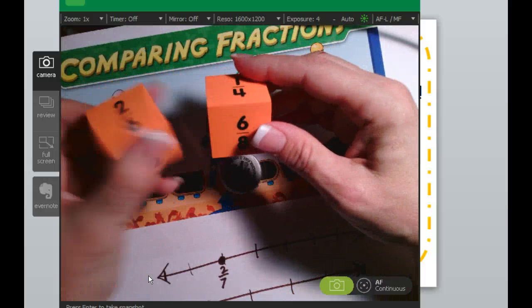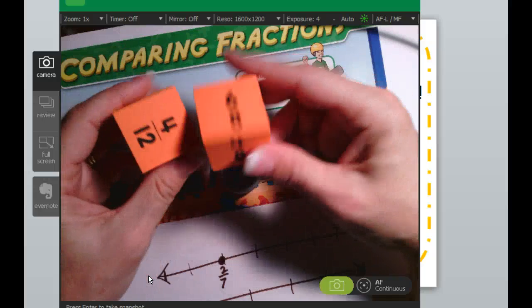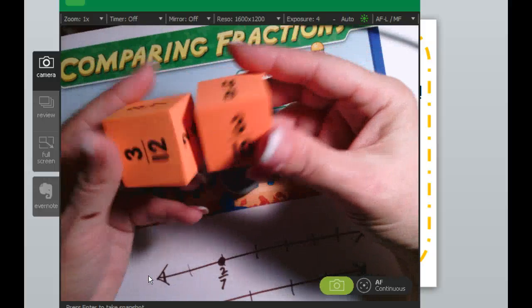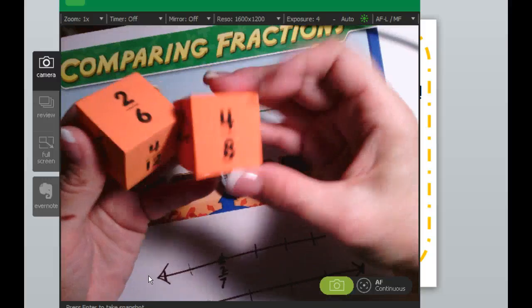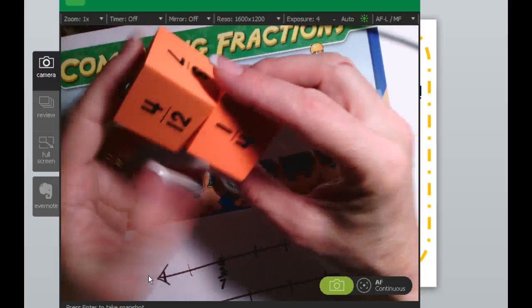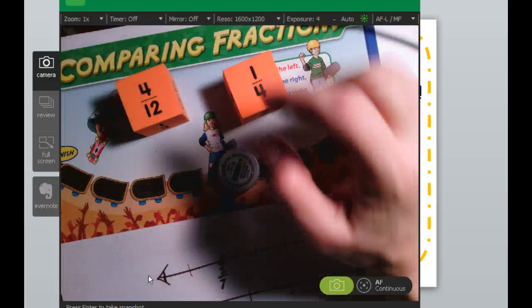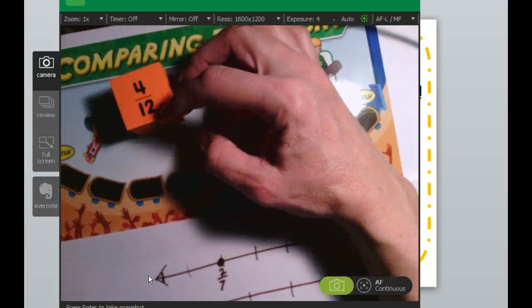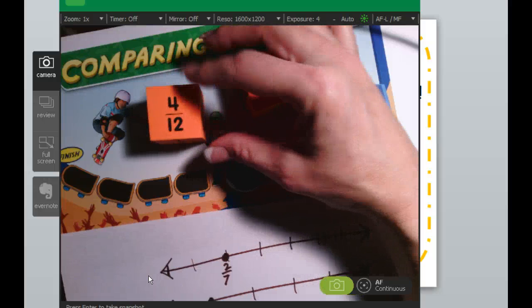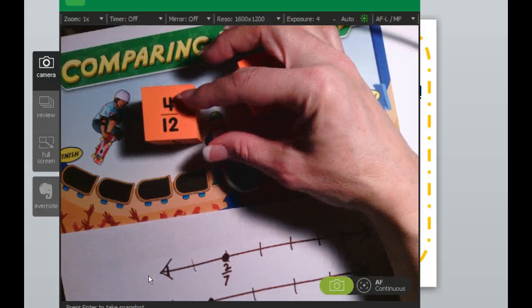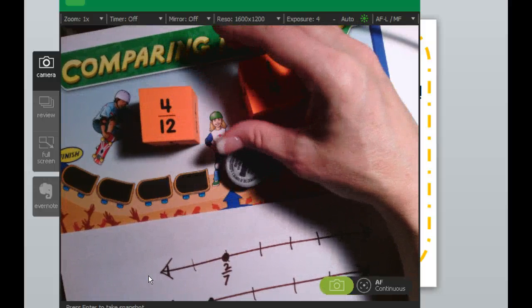Now what if, let's see if I can find one that has the same denominator. And on these dice, I don't think that's true, but if there's the same denominator, then you can always look at the numerators. If I had 4/12 compared to 3/12, 4/12 would be more because I would have 4 of the 12 pieces instead of 3 of the 12 pieces.